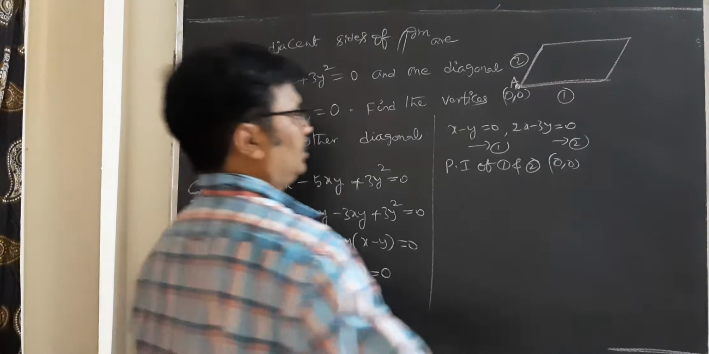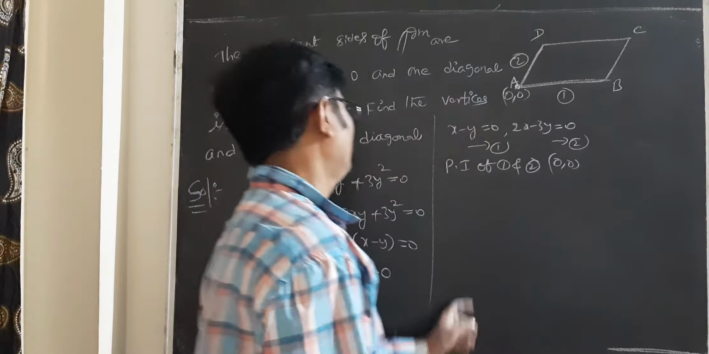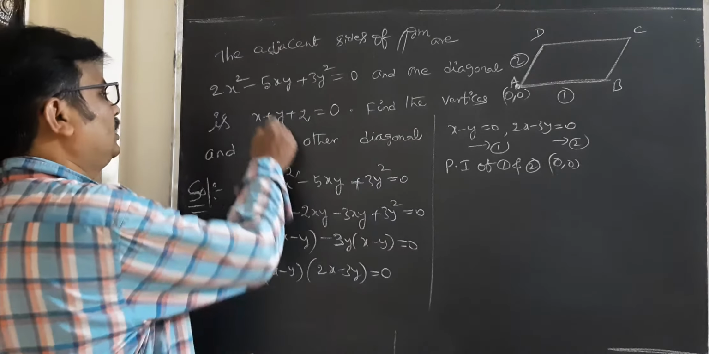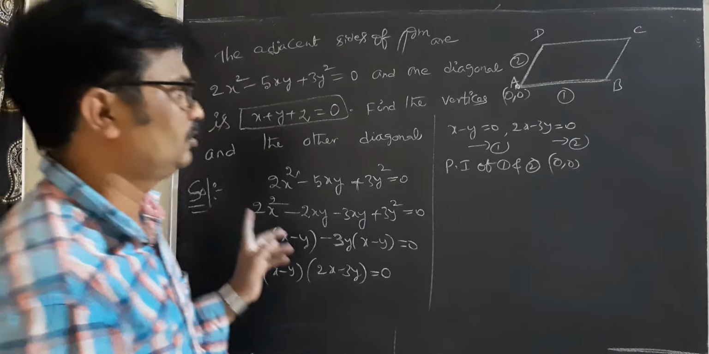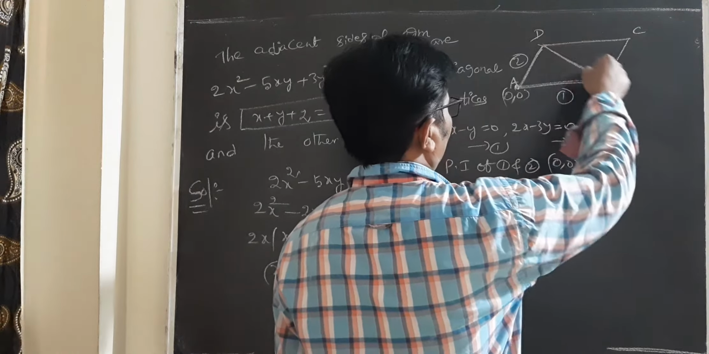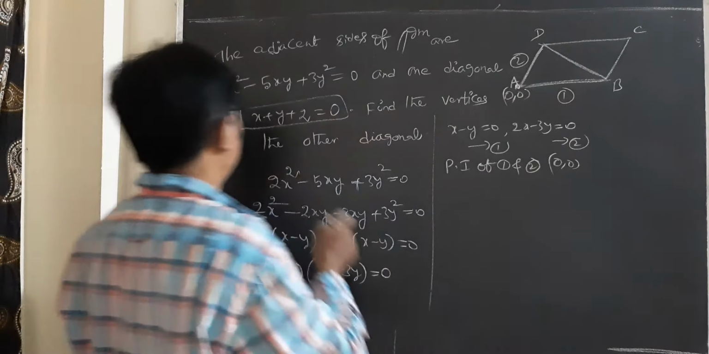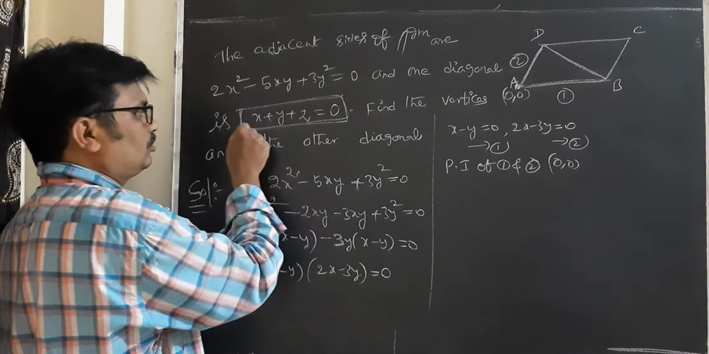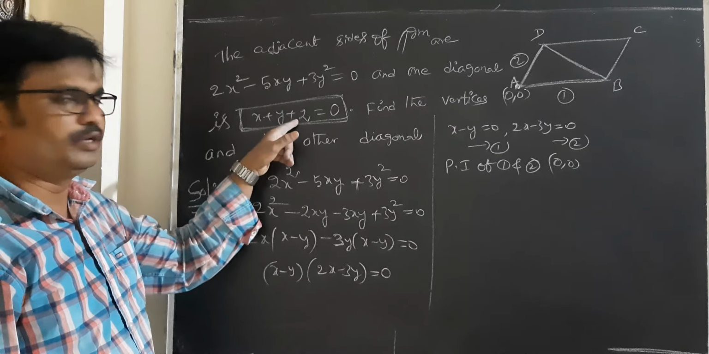Now students, how to find B, C and D? Here we can observe that one of the diagonals is not passing through the origin. So easily we can identify that the given diagonal is BD, but not AC. Suppose we take AC, that is passing through the origin only. Now students, the given diagonal which is not passing through the origin, we substitute 0, 0 into it.